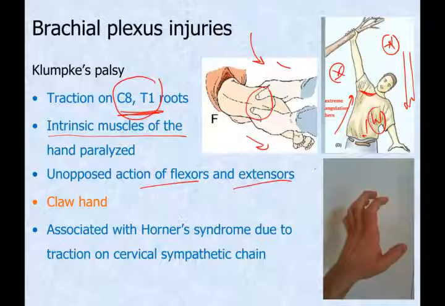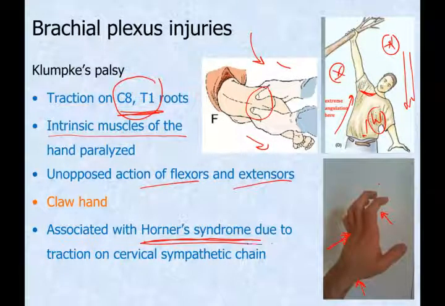So when both actions are gone, then just like in Volkmann's ischemic contracture, even though the mechanism is different, you get unopposed action of flexors and extensors. What will happen is that you don't get any features at the wrist, but you get flexion of interphalangeal joints and extension of metacarpophalangeal joints. Flexion of interphalangeal joints is due to the action of flexors, and extension of metacarpophalangeal joints is due to the action of extensors. So this is called full claw hand. Sometimes you can get Horner's syndrome in these patients.